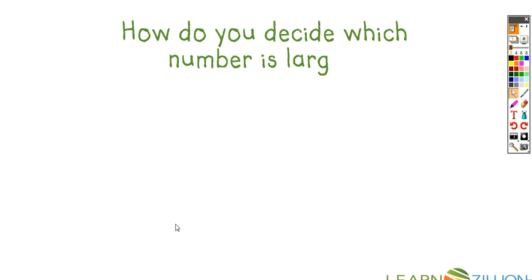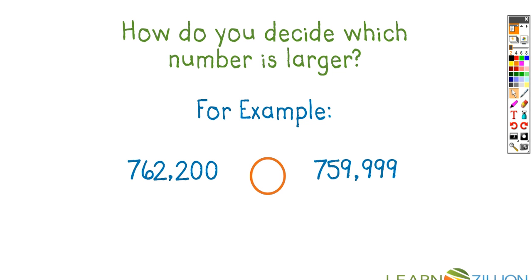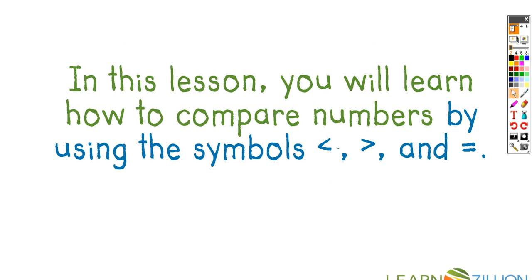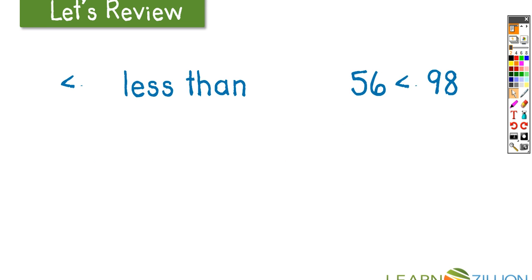How do you decide which number is larger? For example, 762,200 compared to 759,999. In this lesson, you will learn how to compare numbers by using the symbols less than, greater than, and equal to.